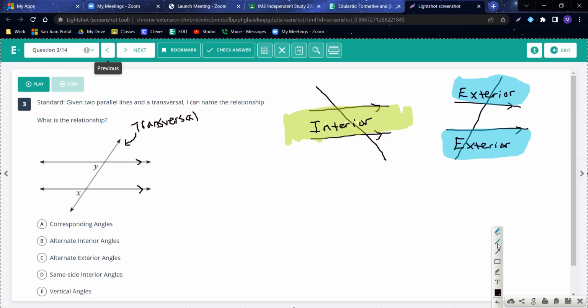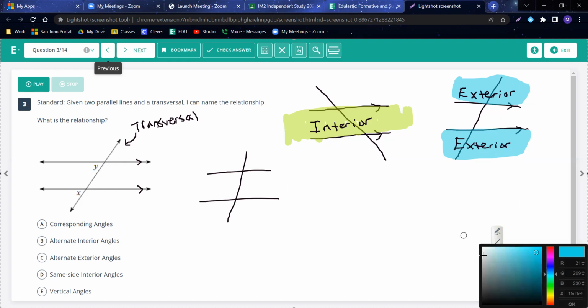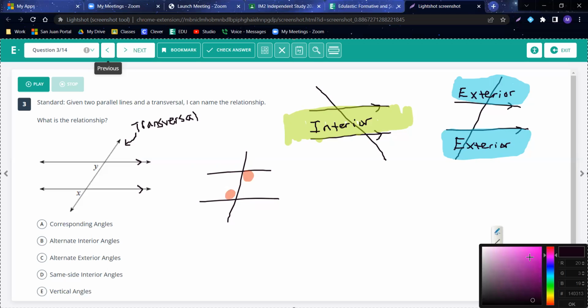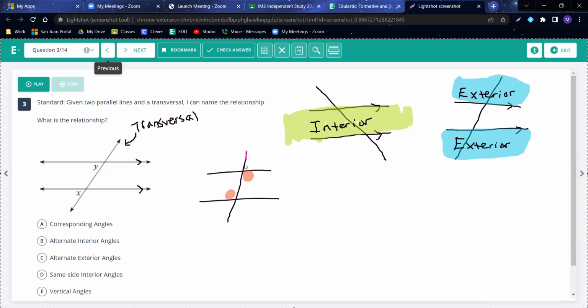Now, the last one you need to know is alternate. Alternate means that it is one on one side. Let's change it to, did I do green already? Yeah, let's go this peach color. One on one side and one on the other side of the transversal. The transversal is very important here because one on one side, one on the other side means that it's alternate.